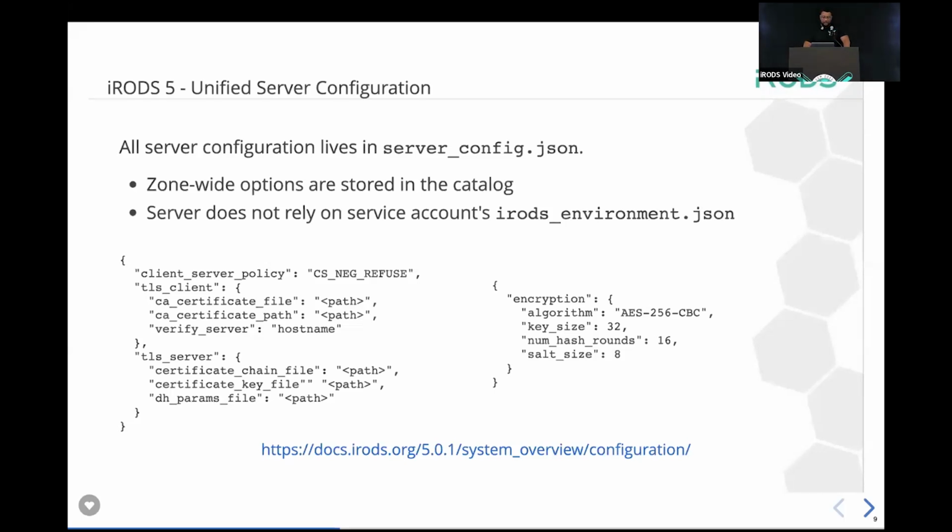The JSON snippets here are just examples of what you will see in the config file. For those who are relying on options such as SSL options and encryption, they now have dedicated blocks within server_config. This is just to show you what those look like. All of this information is documented at docs.irods.org, and we provided links at the bottom of the slides where these things are highlighted so that you can go and actually look at them.